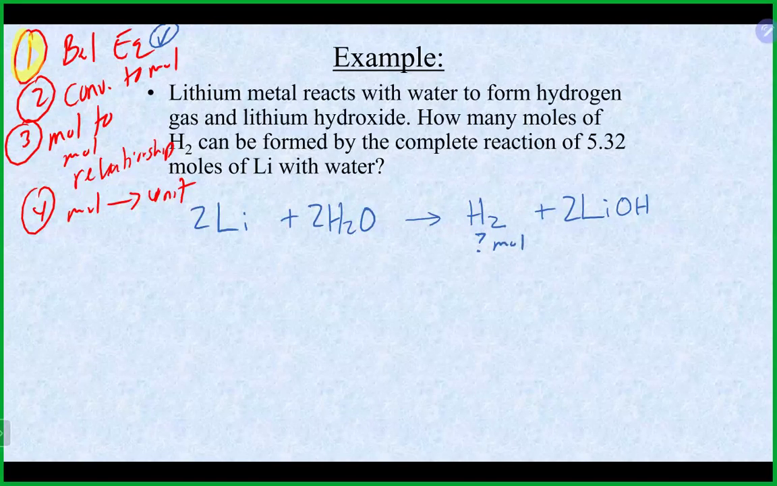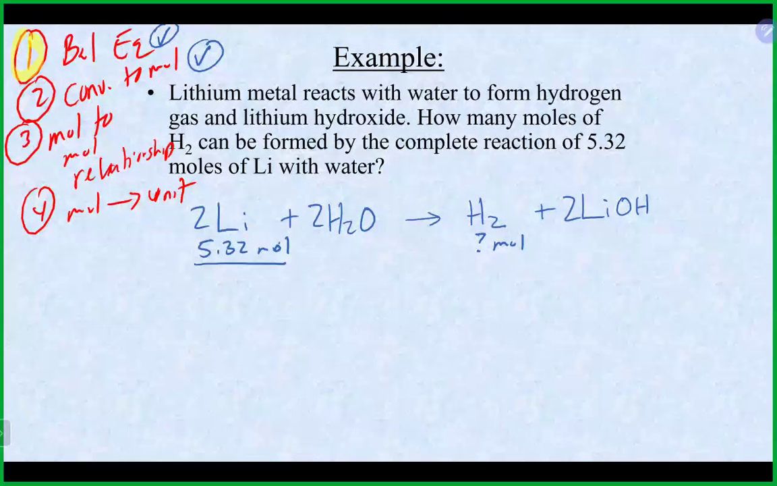If we start with 5.32 moles of lithium. So the second step is to take whatever they gave us, which was lithium, and convert it to moles. I do not need to do that in this case because it's already done for me. So again, don't undo it. Obviously, if I were given grams, I would have to go to the periodic table and do the molar mass to convert it to moles. But again, it was already done for me. So I'm just going to go forward, don't go backwards, right? So step number 2 is done.